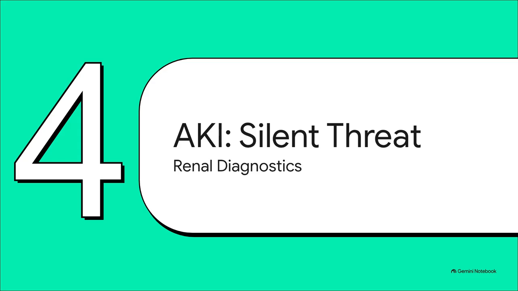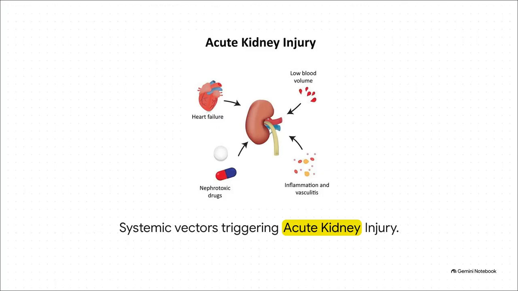All right, shifting gears to part 4, AKI, or acute kidney injury, which is truly the silent threat. Unlike a bone breaking, which is pretty visibly obvious, an injured kidney is dangerously quiet. AKI is a sudden drastic decline in kidney function that happens over just hours or days, and it's triggered by systemic vectors. This could be anything from heart failure to low blood volume from shock or severe dehydration, sudden inflammation, or even the introduction of nephrotoxic drugs.